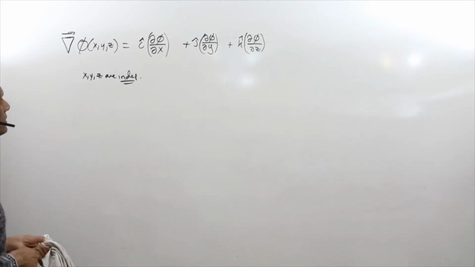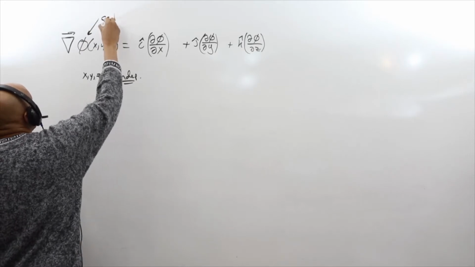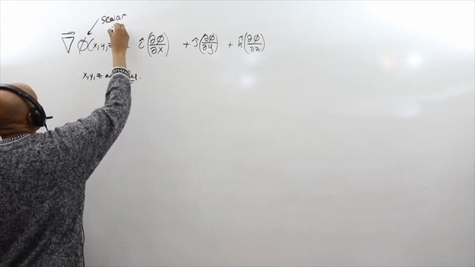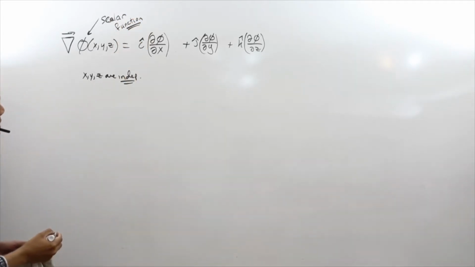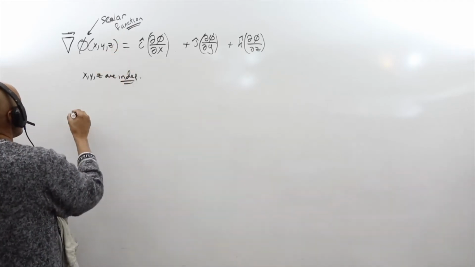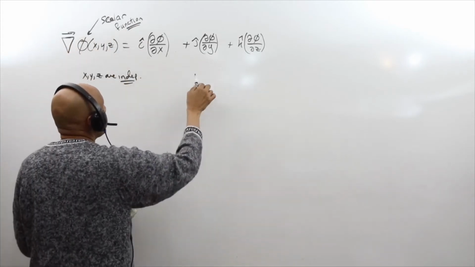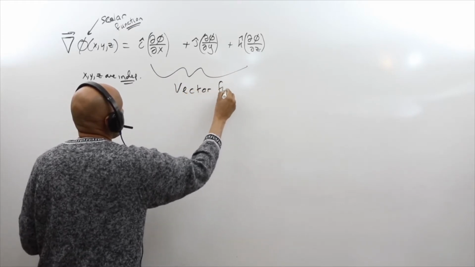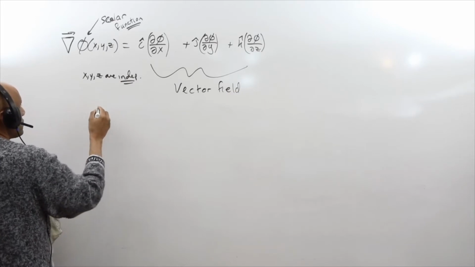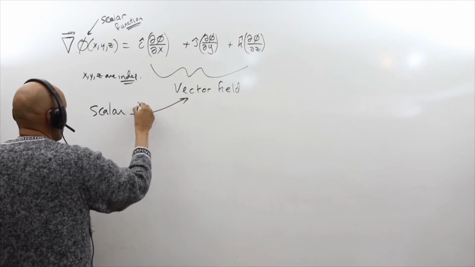I'd like to explain what this really means. This is called the gradient of a scalar function. Remember, this is called the scalar function, and we're getting a vector. We're plugging a scalar function into this operator, and we're getting back a vector. So this corresponds to a vector field. The scalar function is generating a vector field with the gradient operator.